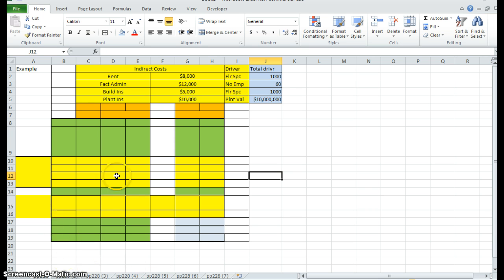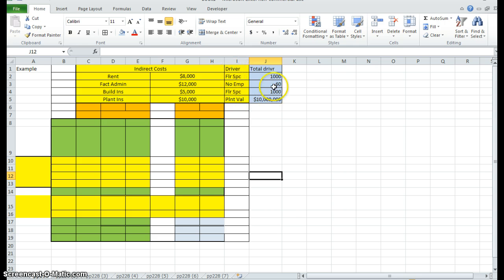What I've done is each sheet progressively increases from the various stages of the question so that I can finish it in 5 minutes. Now if you notice in this question, there are indirect costs. These indirect costs are indirect costs to the factory. The factory has 4 departments, and these costs, the rent, factory admin, building insurance, and plant insurance, are all costs common to all the 4 departments in the factory.